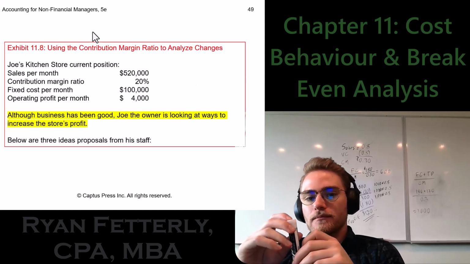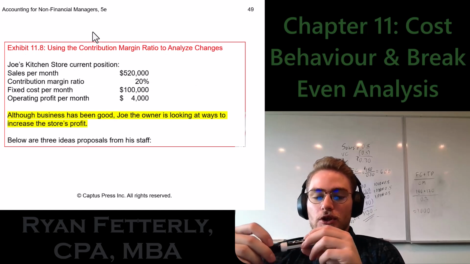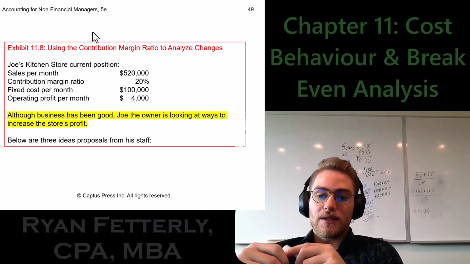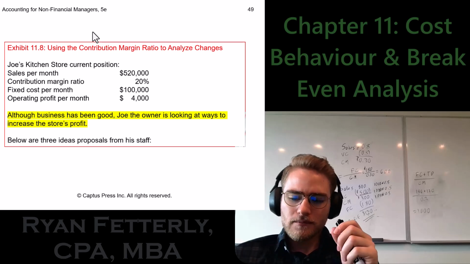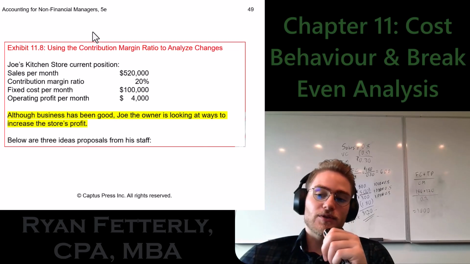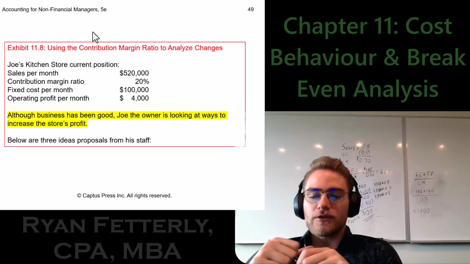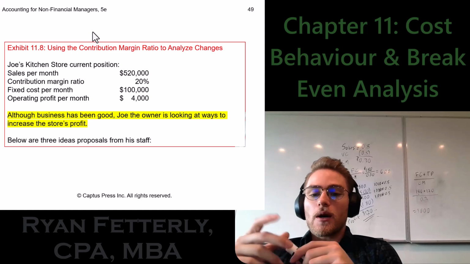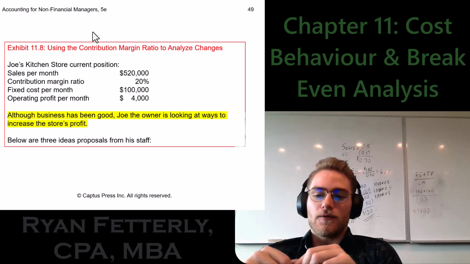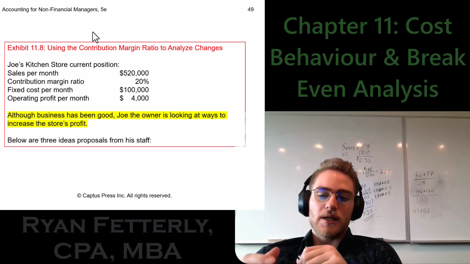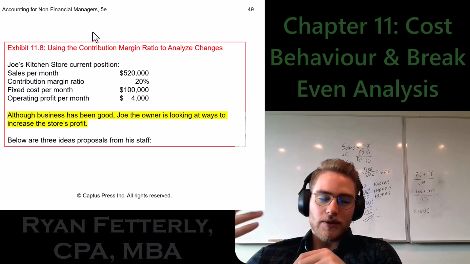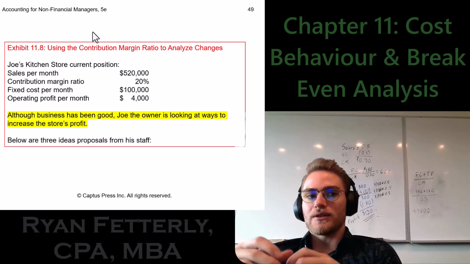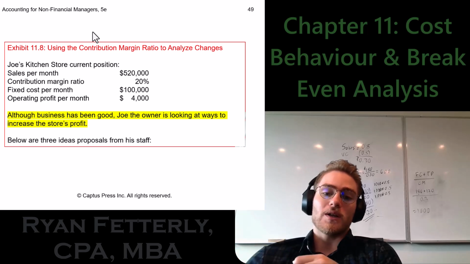So Joe's Kitchen Store's current position is as follows. His sales per month is $520,000, so it looks like he's in pretty good shape. Or wait, no, he needs to generate 550, so not so good shape. His contribution margin ratio is 20%. His fixed cost per month is $100,000, right? So his operating profit in this case is $4,000. So although the business has been good, he's looking for ways to increase his profit because his target profit is about $10,000 and he's only generating $4,000. So he's got about a $6,000 shortfall from where he wants to be.